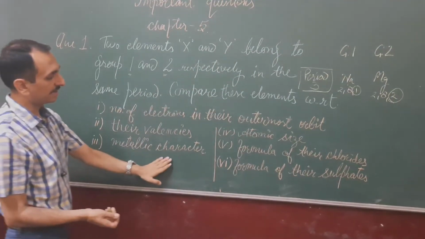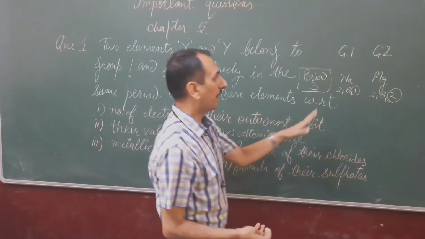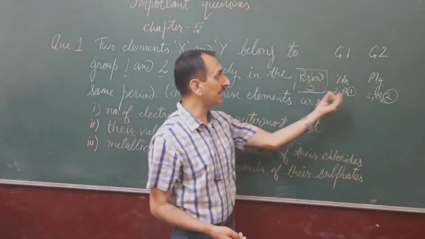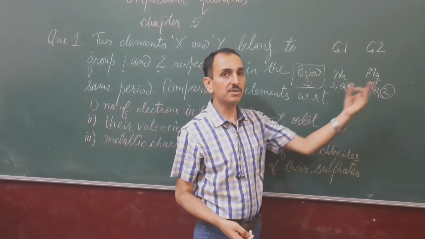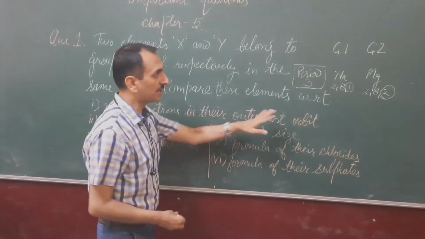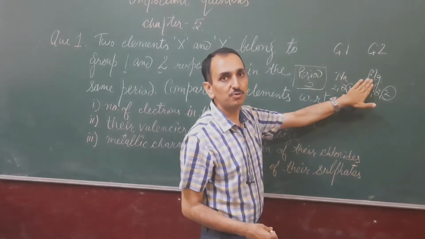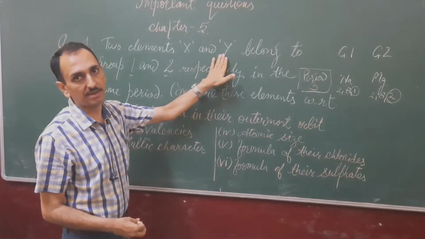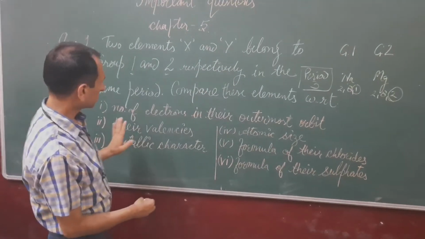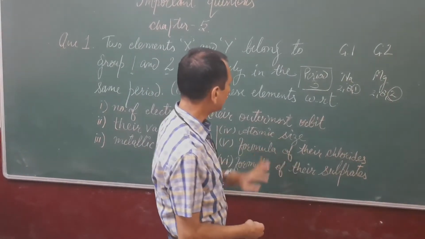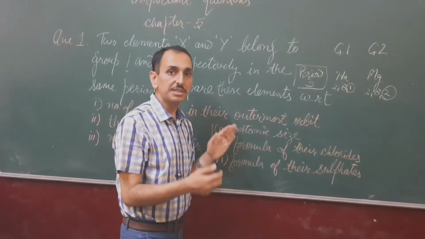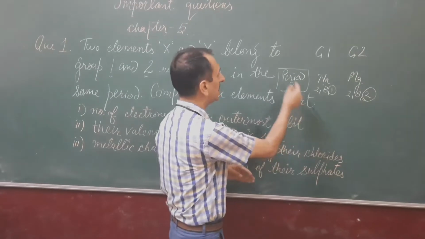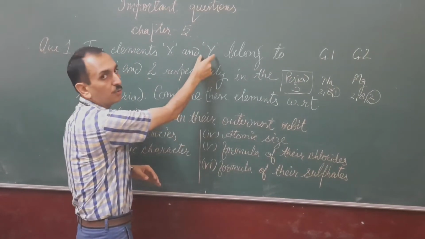Third part, metallic character. As we know, going from left to right, metallic character decreases as the number of electrons increases in the same shell. It is difficult to lose an electron. That's why sodium is more metallic as compared to magnesium. In this scenario, X is more metallic than Y. Fourth, atomic size. Atomic size decreases along the period due to increase in effective nuclear charge. That's why X is larger than Y.